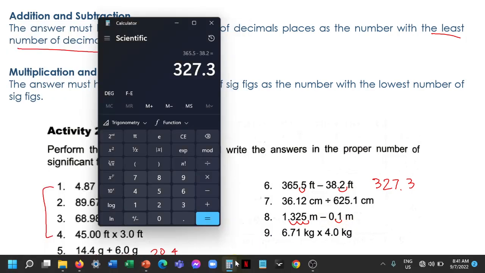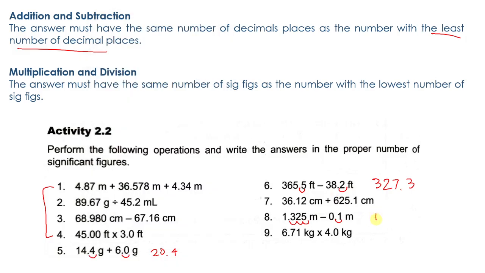Let's try to solve this one. 1.3325 minus 0.1 is equal to 1.225. Again, the answer must be rounded according to the number with the least number of decimal places. So one decimal place, round this to one decimal place. That will be 1.2, right? 1.2 is the answer here. Again, it's very easy. Just solve this one, then round it based on the rule for that problem.